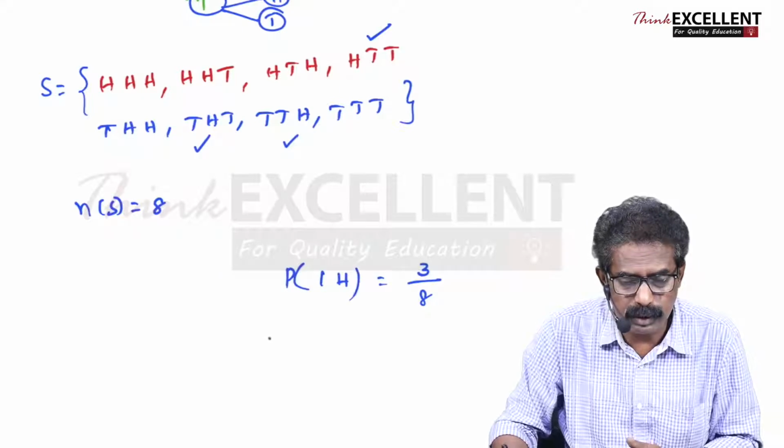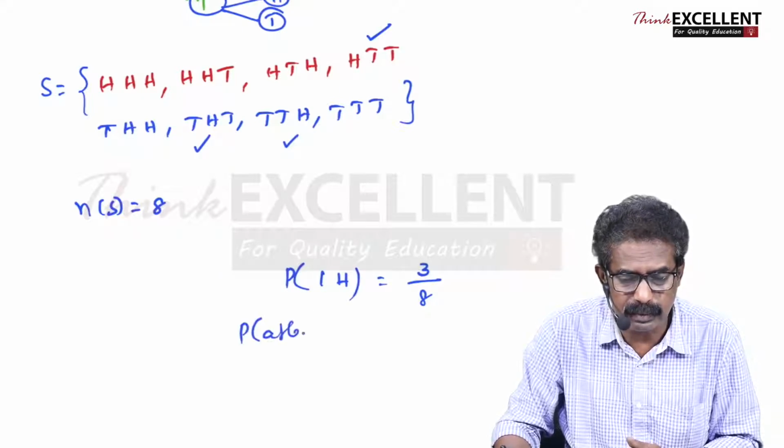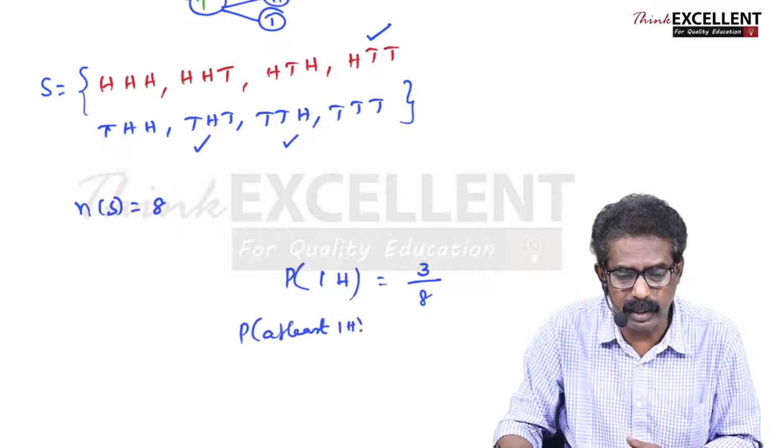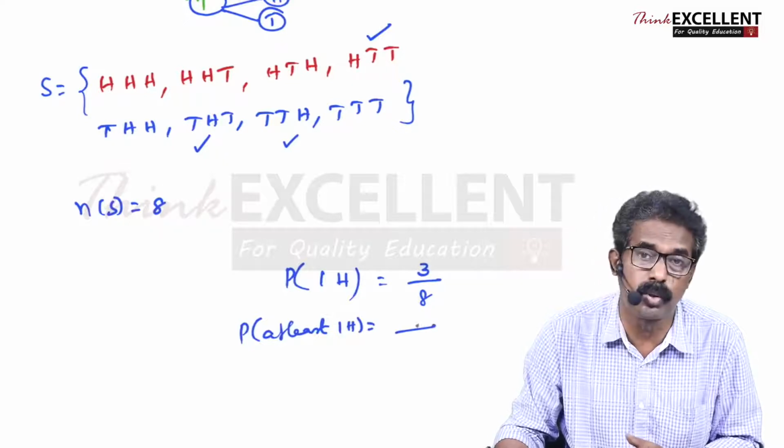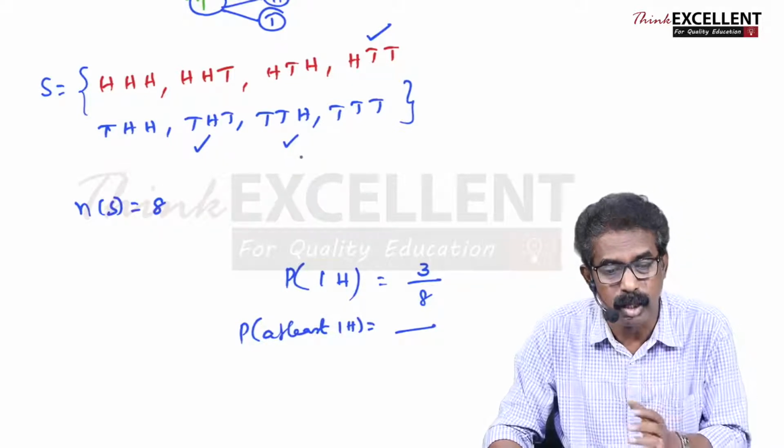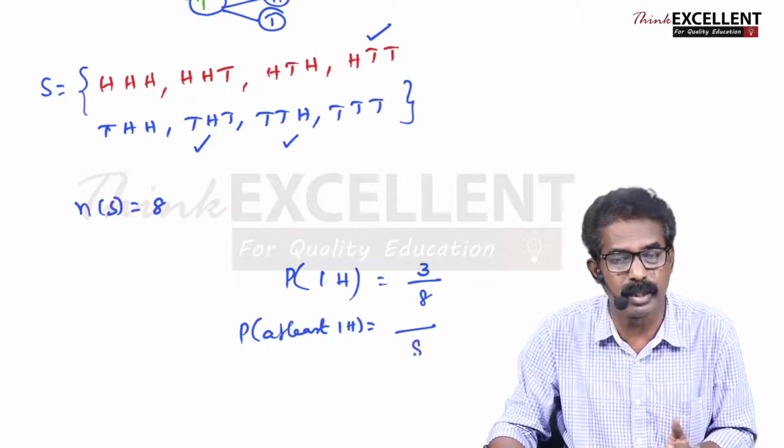Then suppose the question is the probability of at least one head. At least one head means one or more. One head you take, more than one also. The denominator is 8 only, right?